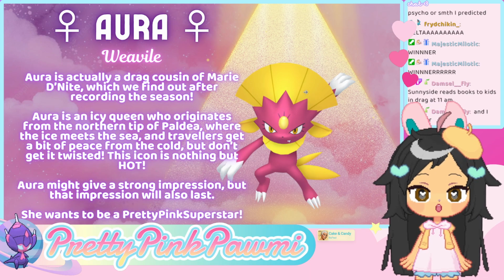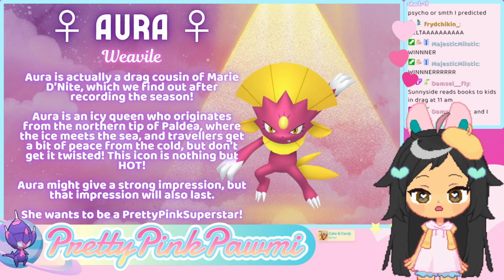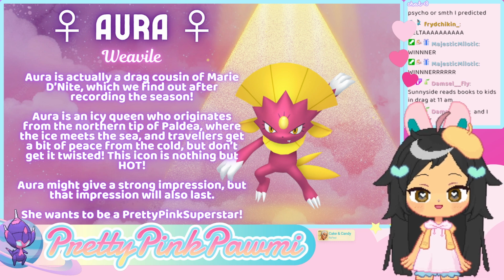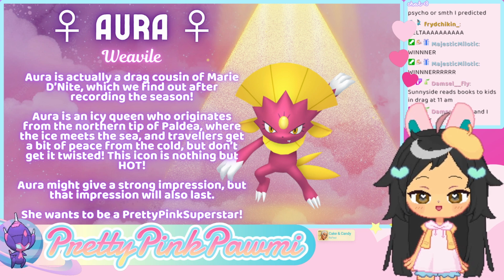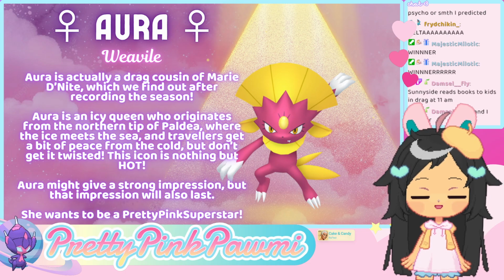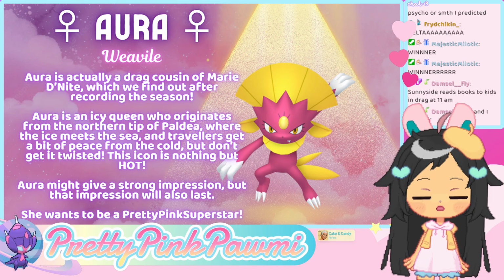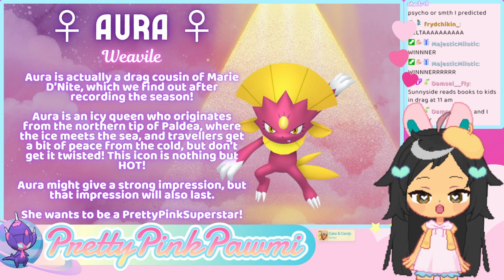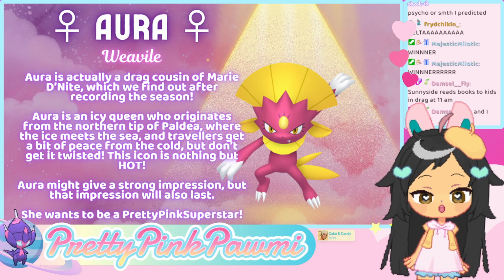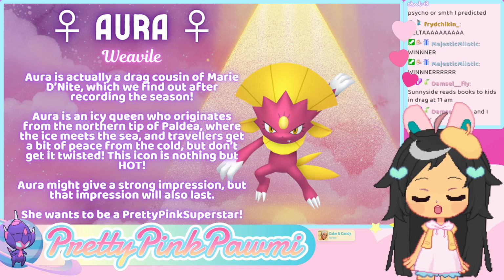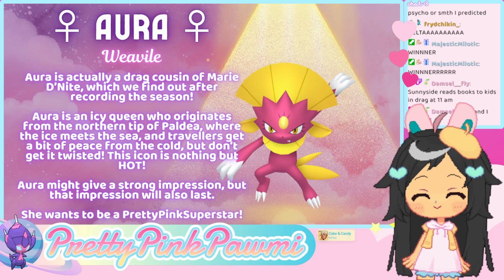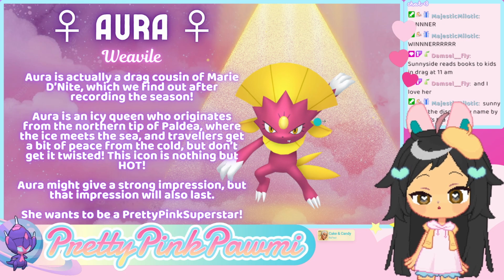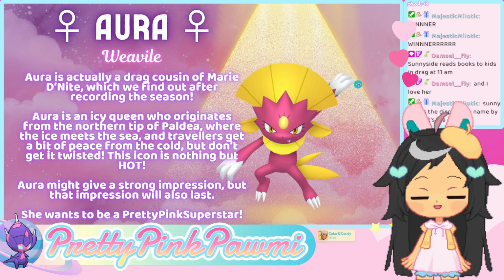We have Aura the Weavile. Aura is actually a drag cousin of Merida Knight, which we found out after recording the season. Aura is an icy queen who originates from the northern tip of Paldea, where the ice meets the sea, and travelers get a bit of peace from the cold. But don't get it twisted. This icon is nothing but hot. Aura might give a strong impression, but that impression will also last. She wants to be a Pretty Pink superstar.